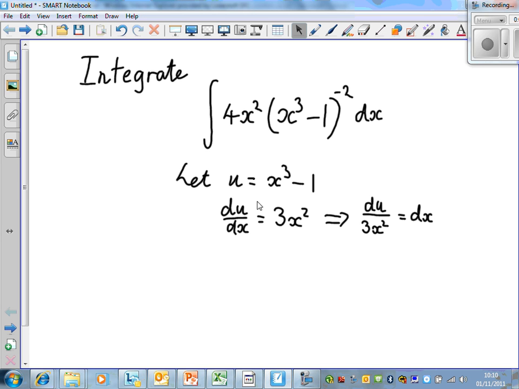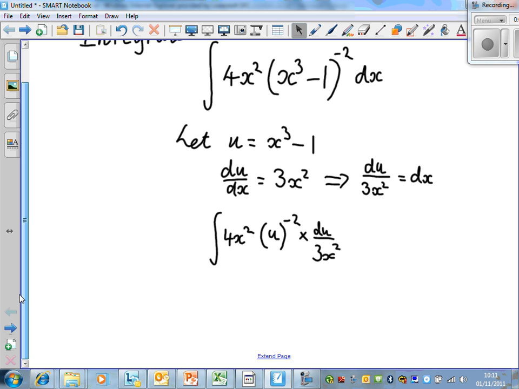Okay, so we're almost there. What I'm going to do now is substitute x cubed minus 1 for u. I'm also going to substitute dx for du over 3x squared. We'll worry about this 4x squared in a second. Okay, so that means we get the integral of 4x squared multiplied by u to the power of minus 2 multiplied by, well, we have dx, but it's du over 3x squared.